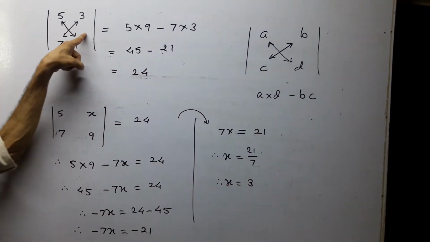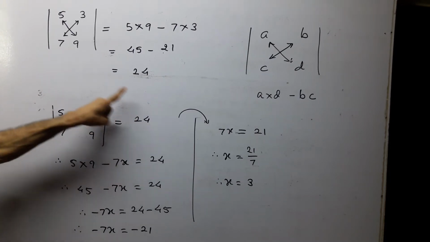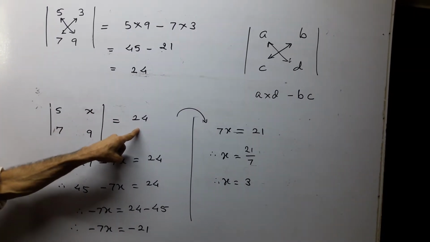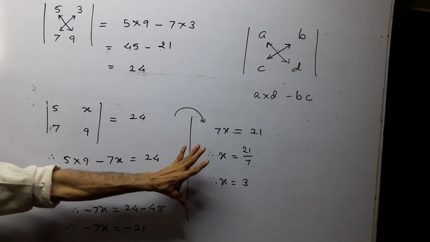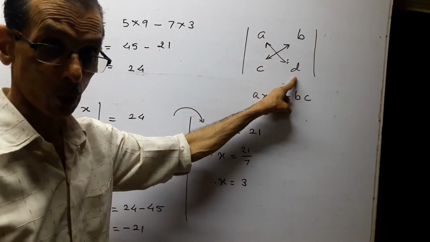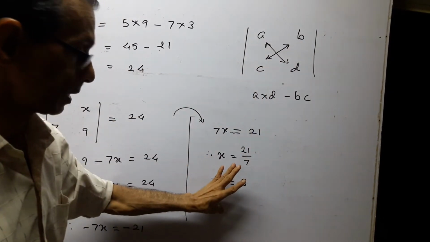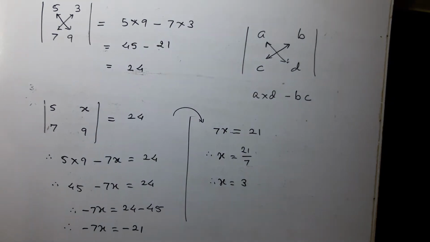So any one of these five numbers, if it is not known, we can find it out by this method. So try to understand once again the diagonal product. This way first minus this, and we get the answer x equal to 3.